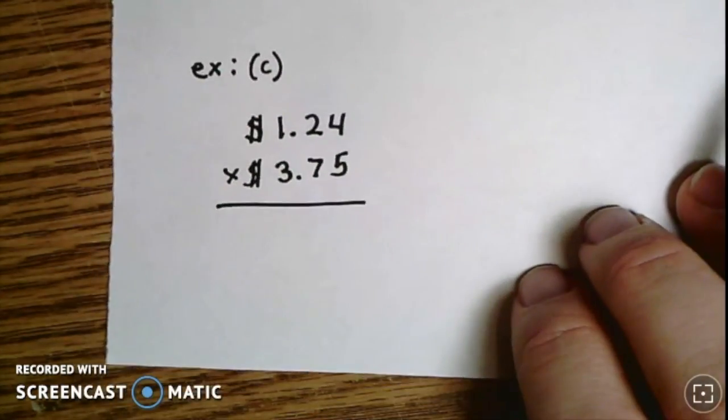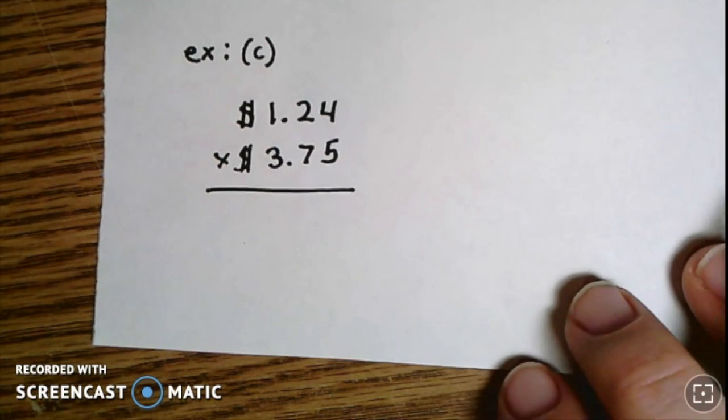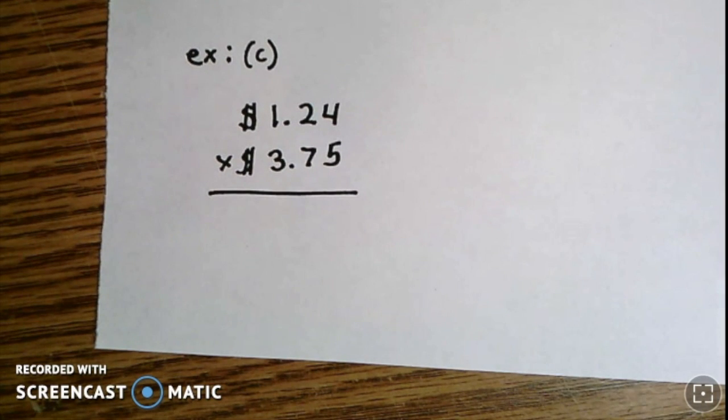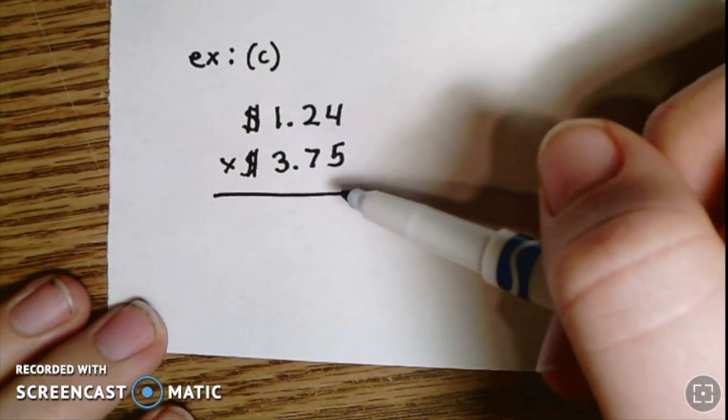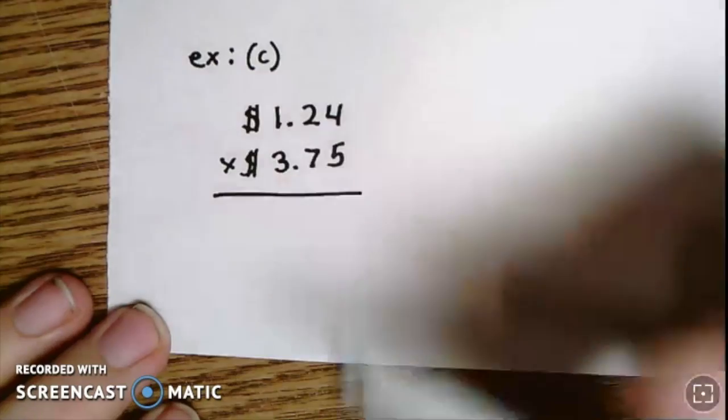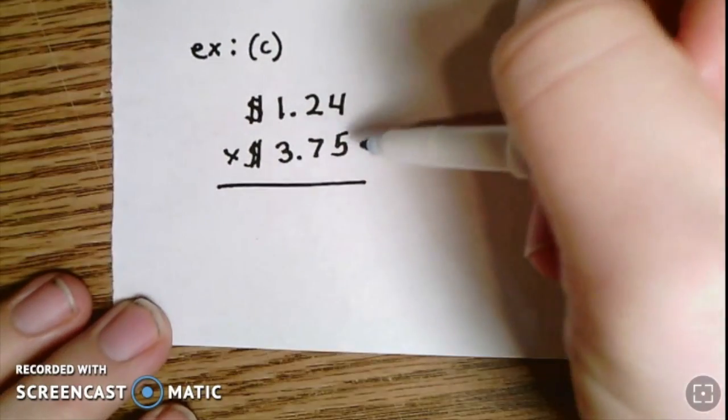But let me do example C with you because it is money, so it is a little bit different. And this type of problem actually wasn't included in your textbook because it's going to teach you a different rule about decimals, but I figured we could handle it together.